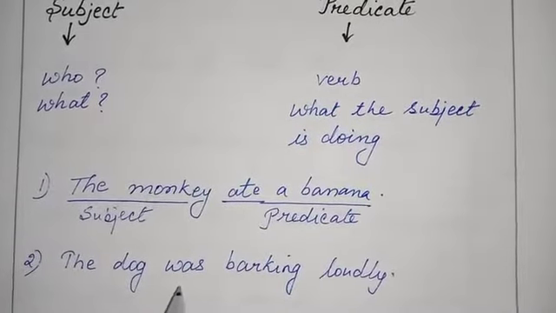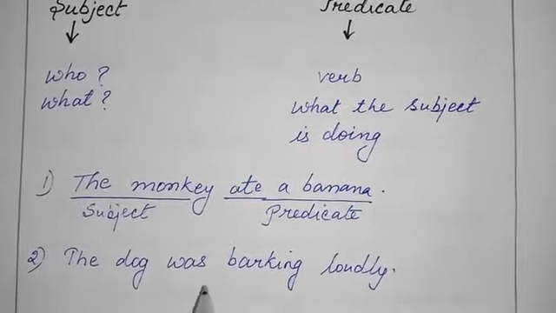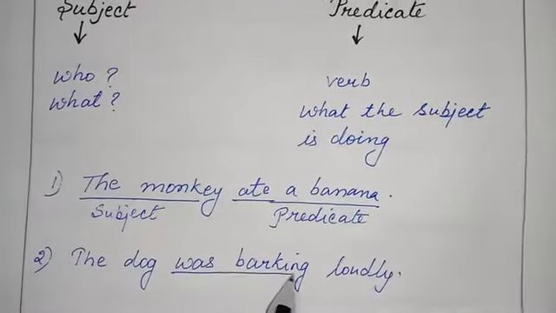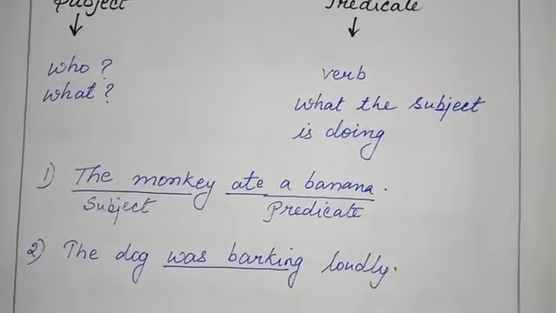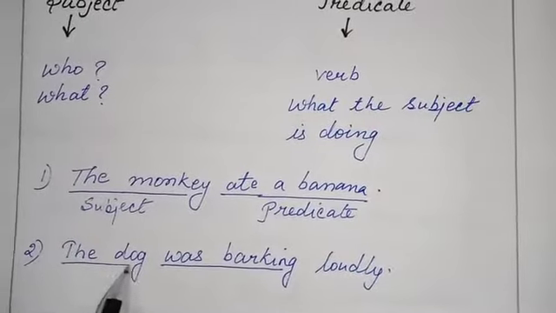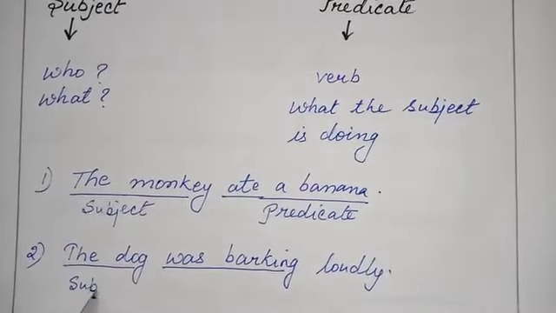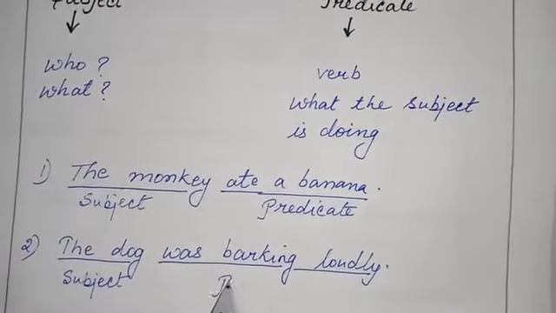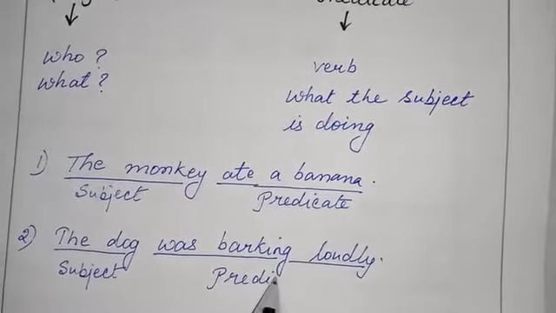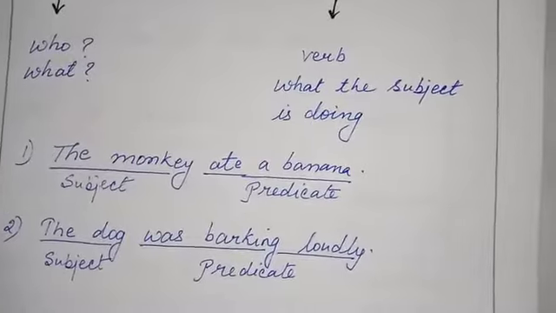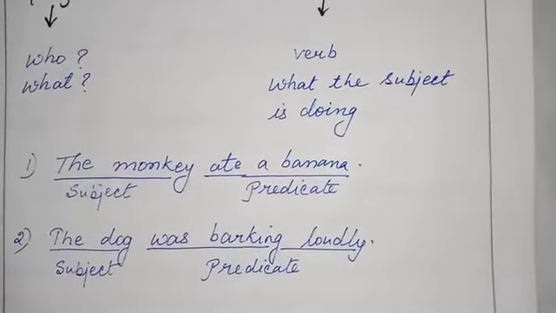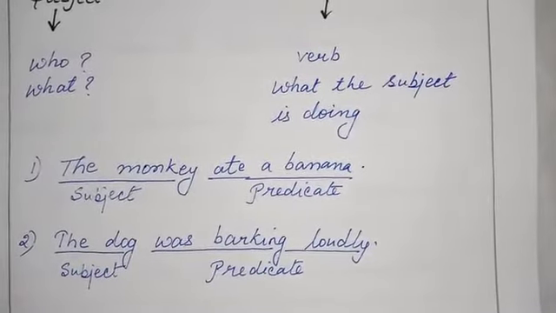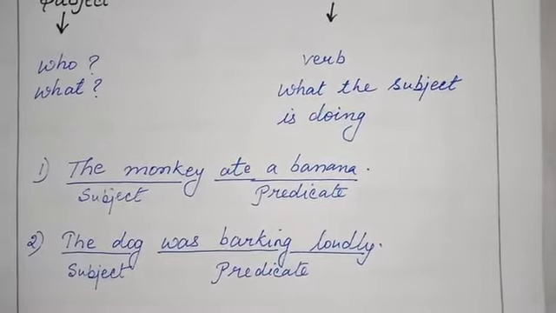The same principle, we will have to find out the verb. Was barking is the verb. So who was barking? Obviously the dog. Hence the dog is our subject and was barking loudly is our predicate. So the easiest way to understand, you will have to follow 3 steps. Then you can understand subject and predicate.